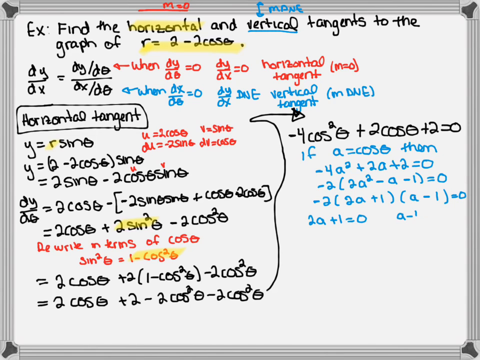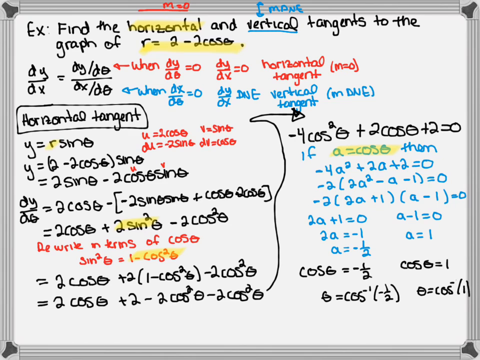So a is going to be -1/2 and 1. But remember that we did the substitution, so we need to substitute a back. So cosine theta is equal to -1/2, and cosine theta is equal to 1. Theta is going to equal cosine inverse of -1/2, so I need to find the angle where cosine gives me -1/2.